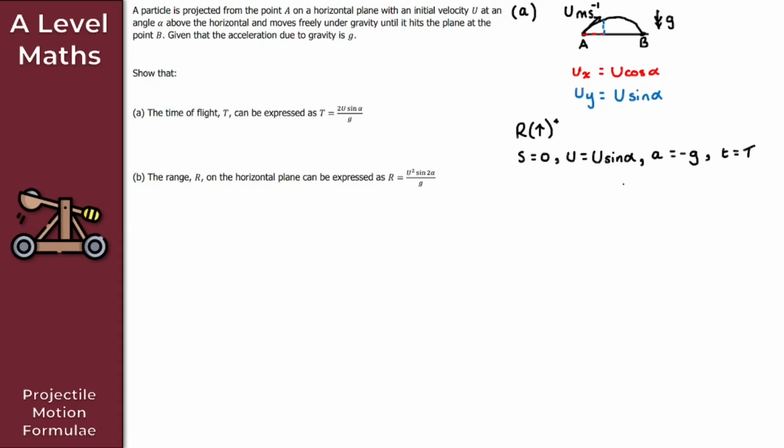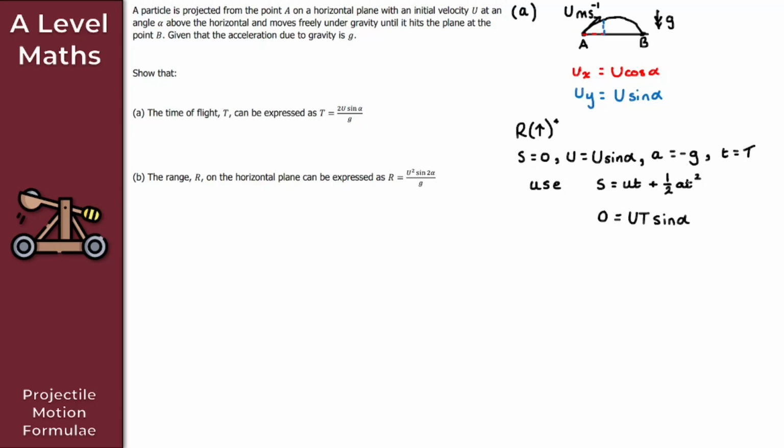Okay. So in that case then, based on what we have here, we're going to use S equals UT plus a half AT squared. Okay. Well, S is equal to 0. So 0 is equal to UT. So UT here then, I'm going to get U. I'll bring the T down in front of this as well. So I get UT sine alpha. Like so. So that's UT here.